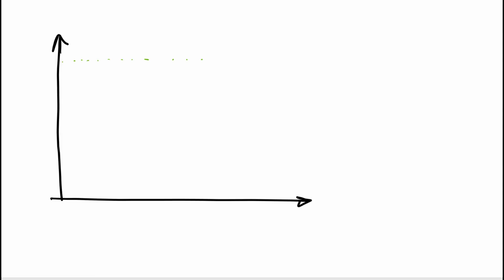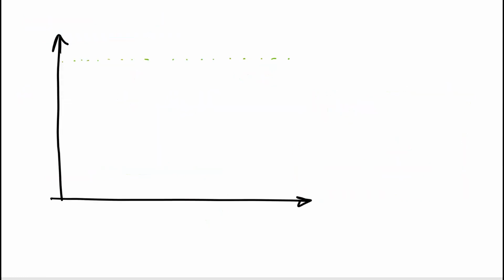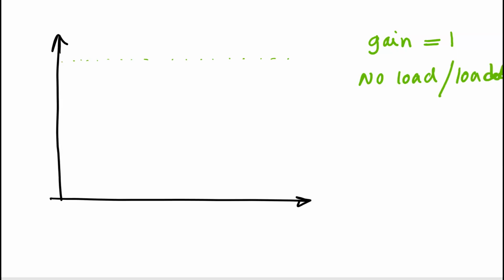So no matter which one I'm looking at, for both of them at infinity, the magnitude is equal to 1. So the first conclusion is that the gain is fixed and equal to 1 for both the loaded and no load situations. So for both scenarios, the gain is equal to 1. The difference is the cutoff frequency.